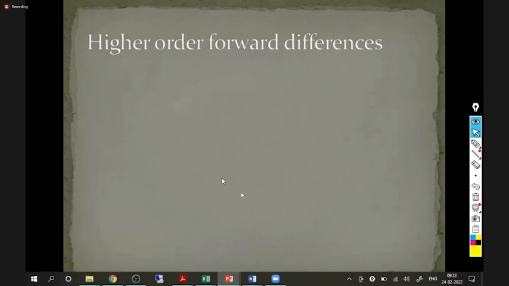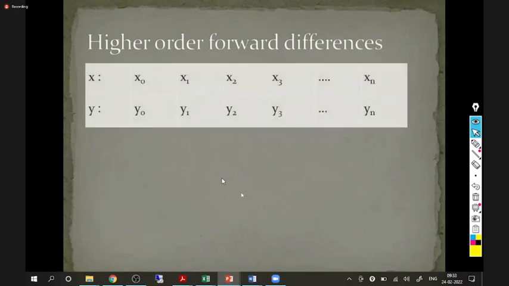Now come to the higher order forward differences. Suppose this is the data that we have, values of x and y were given. Let me write the first few differences here. Let me write the first order difference. So I will take delta y0. Yes, anyone? What is the value of delta y0? So y1 minus y0.